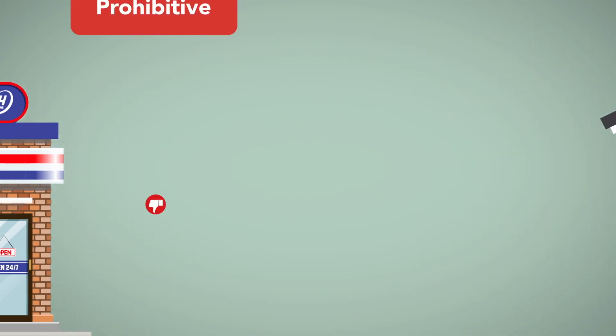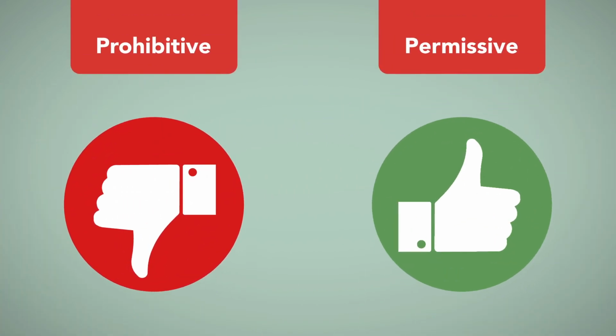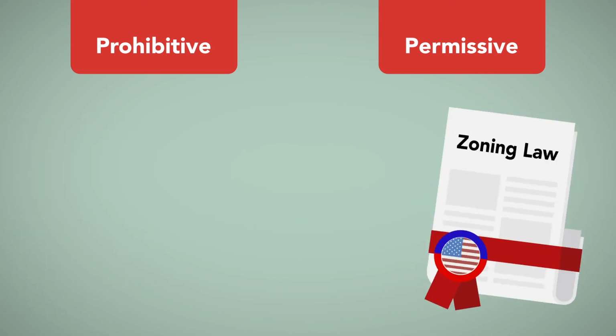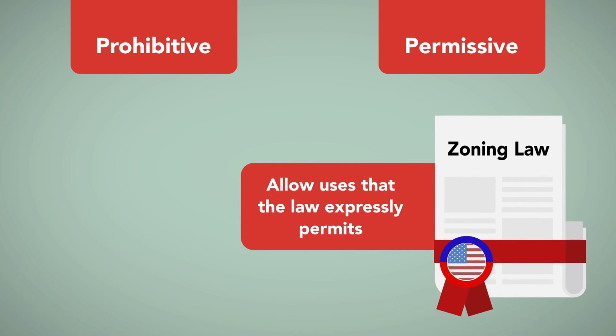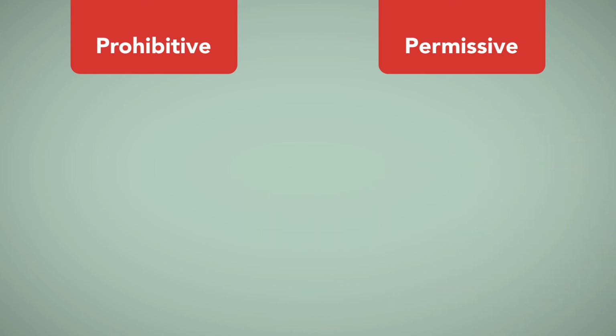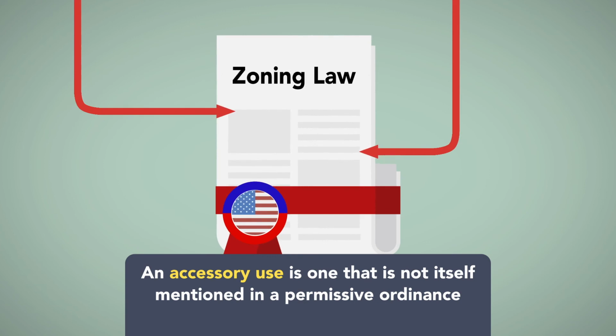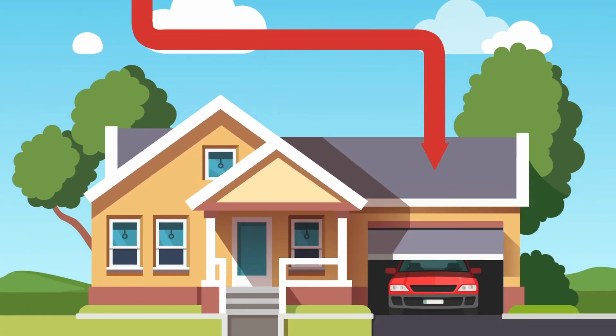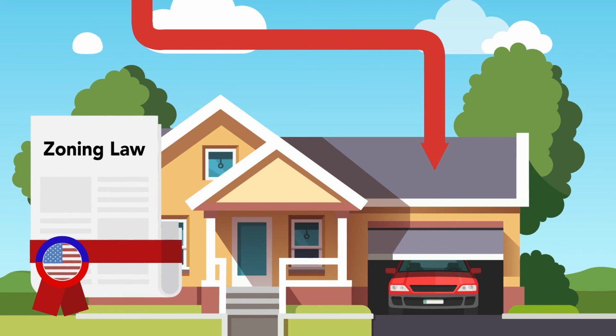Zoning ordinances can be prohibitive or permissive in nature. Prohibitive ordinances permit uses as long as the zoning law does not preclude them. Permissive ordinances allow uses that the law expressly permits. An accessory use is one that is not itself mentioned in a permissive ordinance, but which is supportive of or connected to a permitted use. An example of an accessory use would be a garage attachment to a residence when the permissive zoning law does not expressly refer to garages.